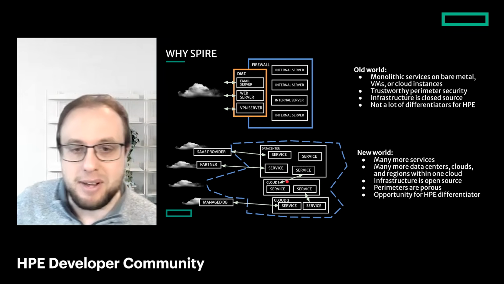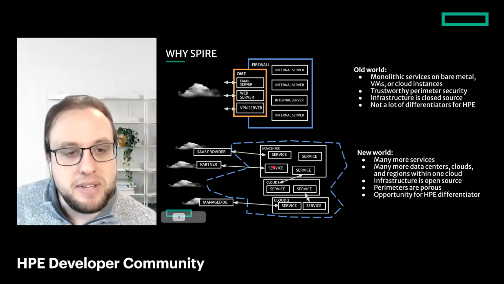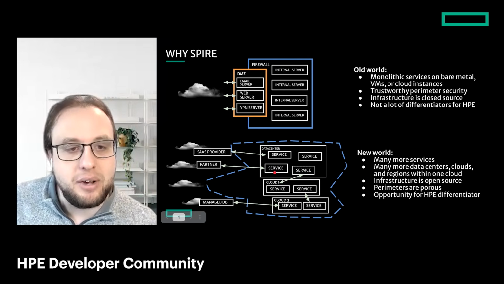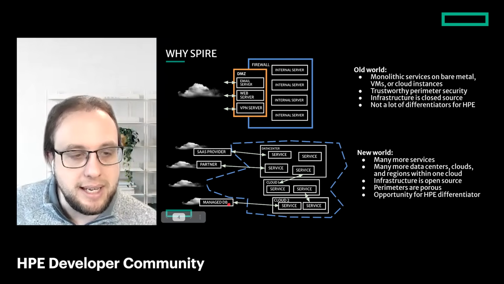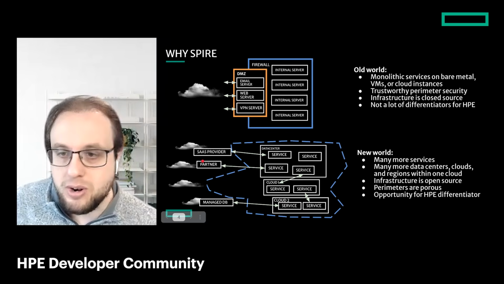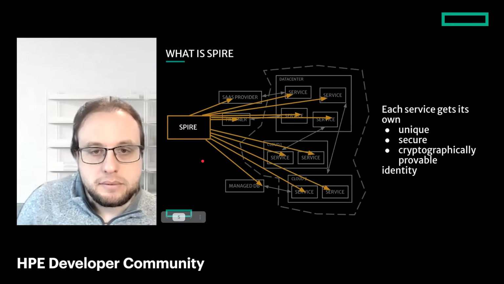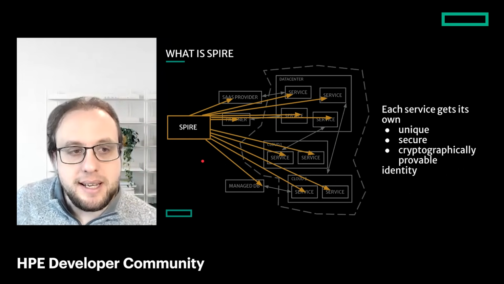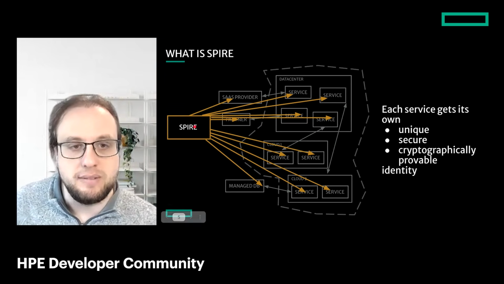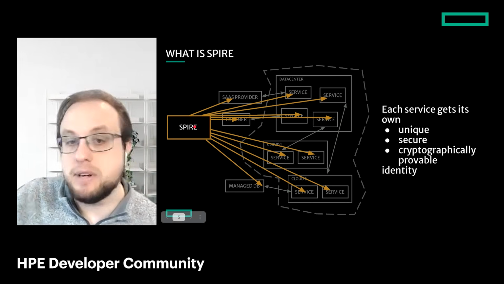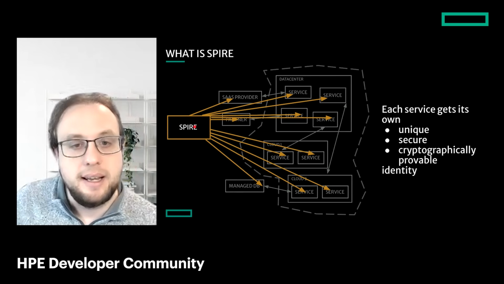And you have a lot of network links to manage, a lot of potential traffic flows. And if any one of these services gets compromised, it could potentially compromise any one of these other services, or even things that are outside your perimeter, like managed databases or partner networks. So what SPIRE does is it generates unique, secure, and cryptographically provable identities and gives them to all your services. So then they can verify communication with each other directly using those identities.